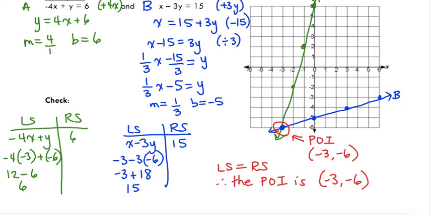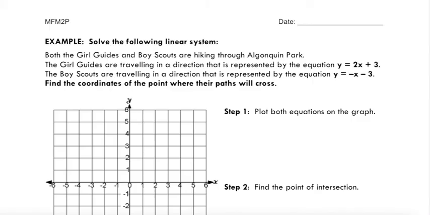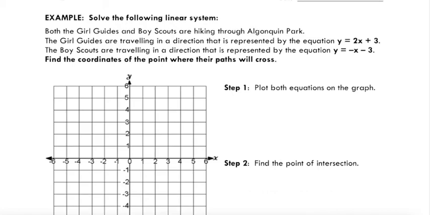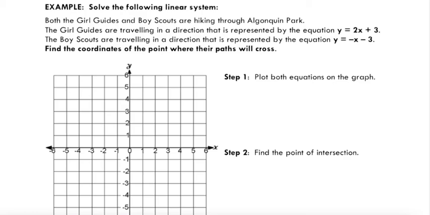And one more example, sort of an application question. Both the Girl Guides and the Boy Scouts are hiking through Algonquin Park. The Girl Guides are traveling in a direction that is represented by the equation y equals 2x plus 3. And I know what you're thinking. You're never going to follow an equation when you're hiking through the forest, but just bear with me. The Boy Scouts are traveling in a direction that is represented by the equation y equals negative x minus 3. And we want to find out where they are going to intersect. So find the coordinates of the point where their paths will cross.